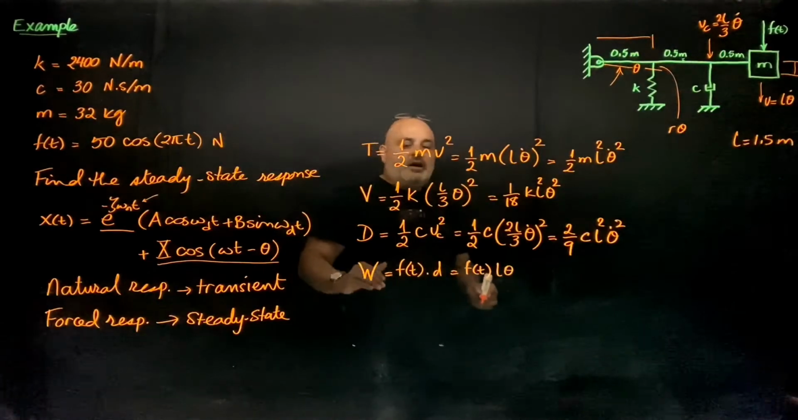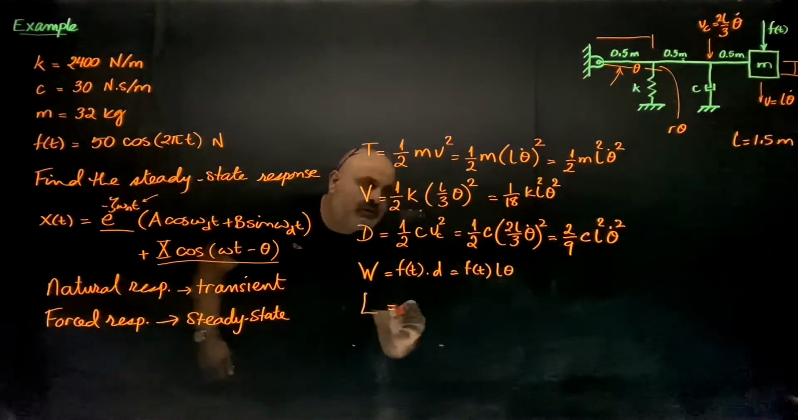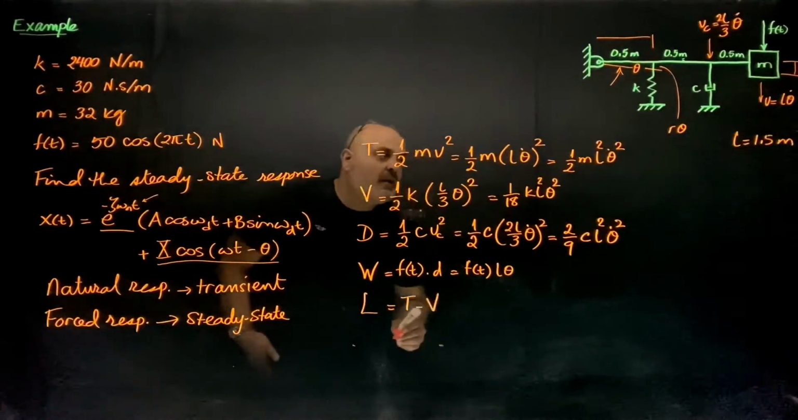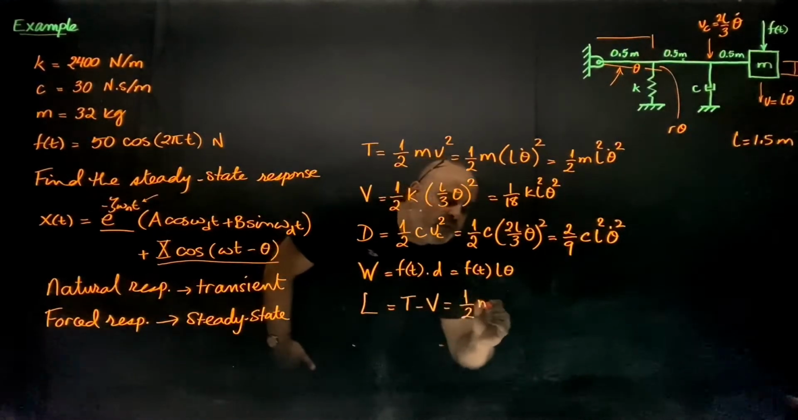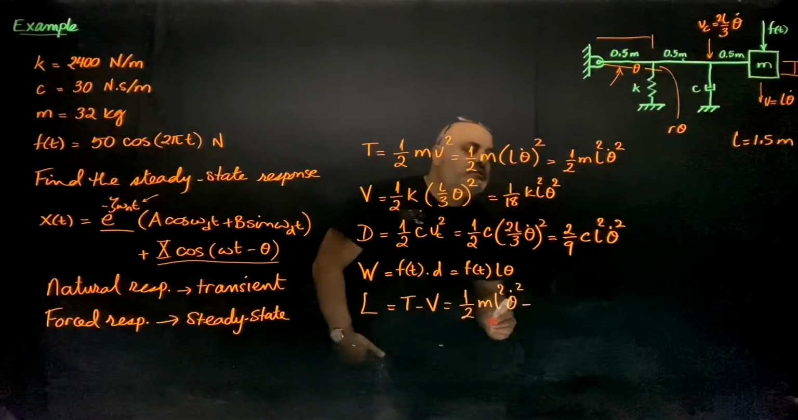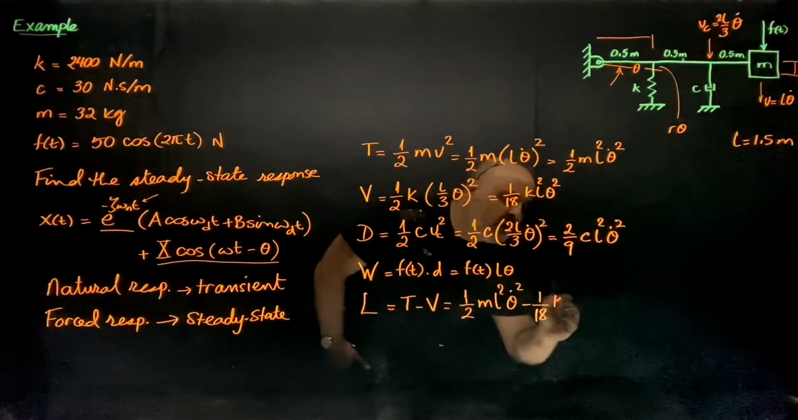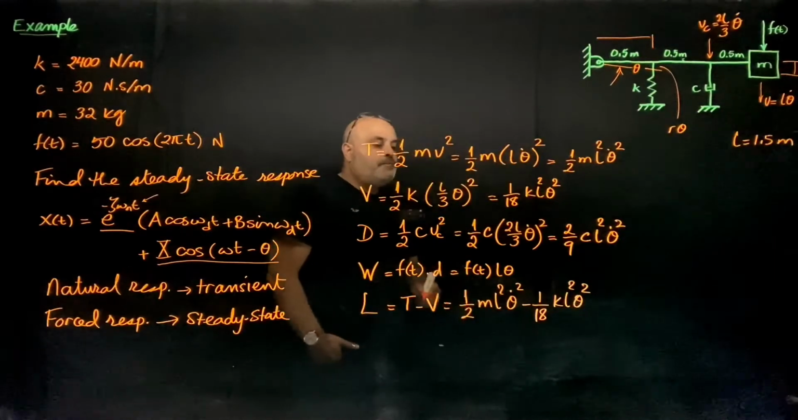From this, I can find the Lagrangian. L is T minus V, which is 1/2 m L squared theta dot squared minus 1/18 k L squared theta squared.